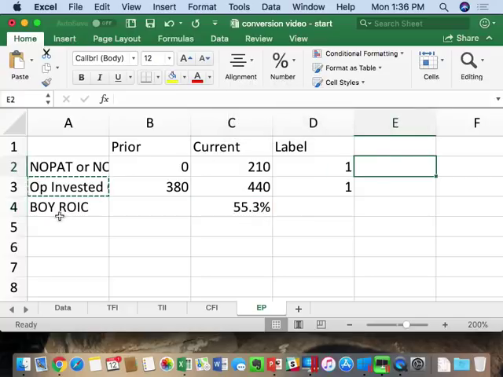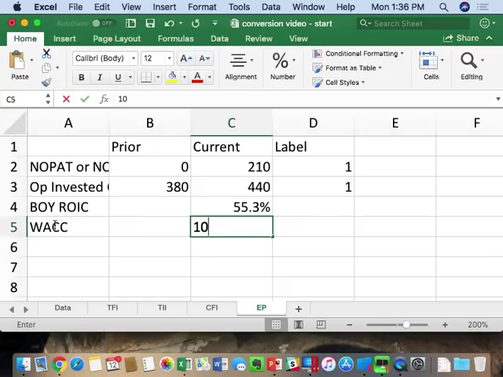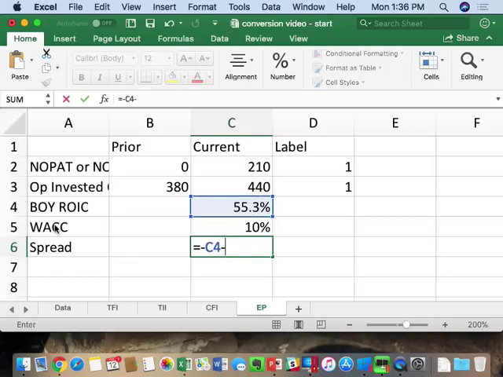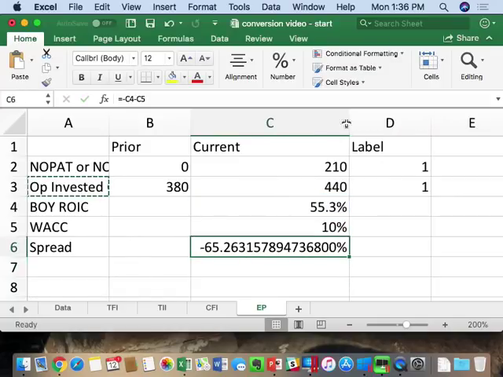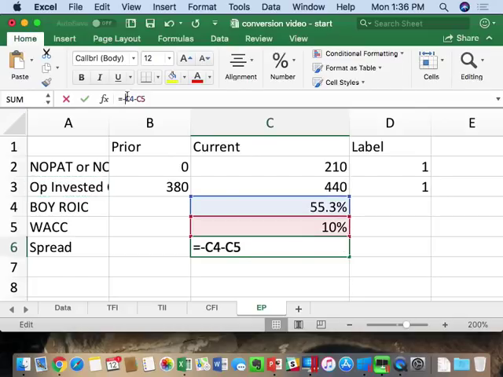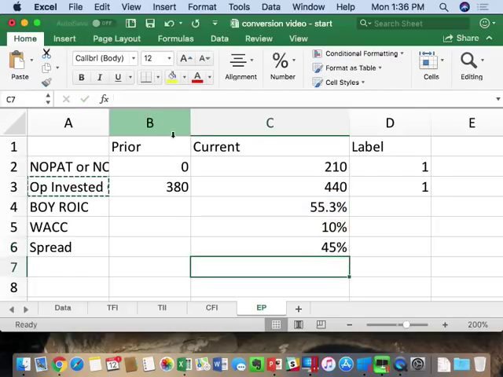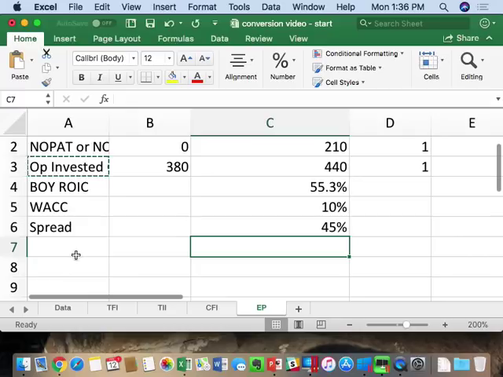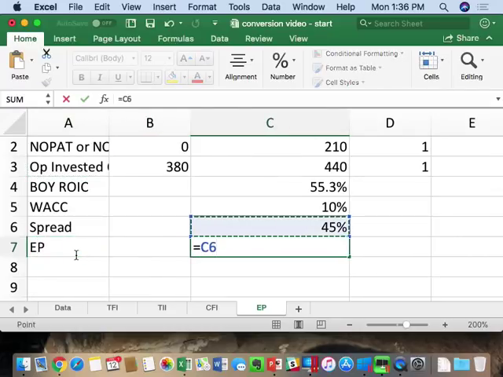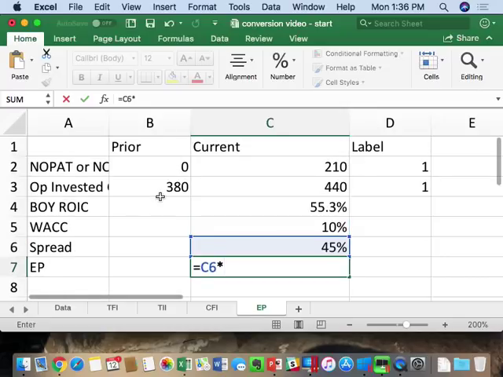Okay, so I'll give you a WACC. I forgot to put one in this simple example, but let's say I'll give you the WACC of 10%. So you'll come up with a spread, which is the ROIC minus the WACC. So that's your spread. All right, so I got the spread. And then finally, what is my economic profit? It's my spread times my beginning of year invested capital.